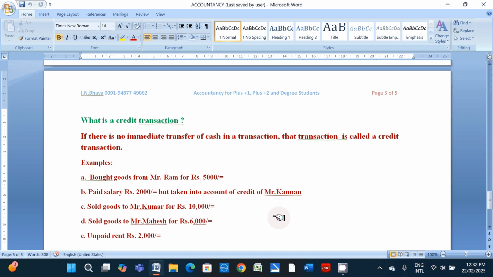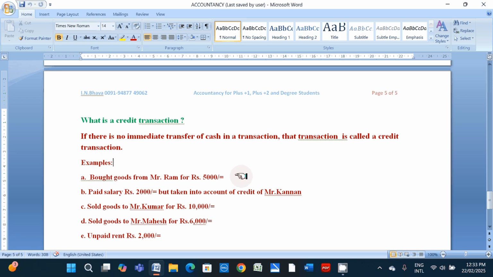Whether we paid the cash or not, there is no distinction. If there is a word on cash like that, it is a cash transaction. But we received the goods. So in this case, there is no distinction between credit or cash. If it is cash, it should be mentioned as on cash. How? Bought goods from Mr. Ram for rupees 5,000 on cash. If it is so, then it is called a cash transaction.